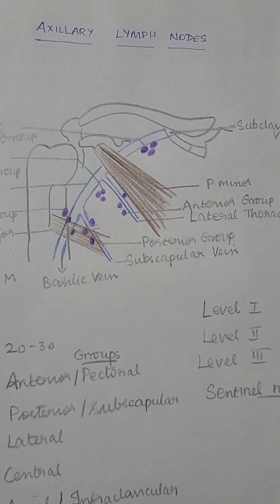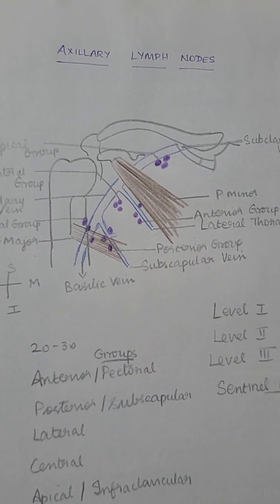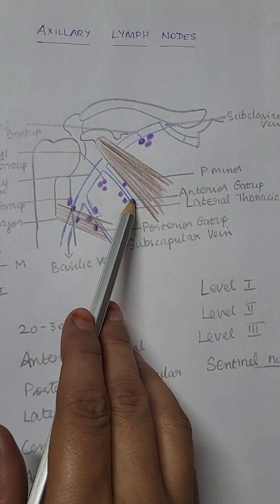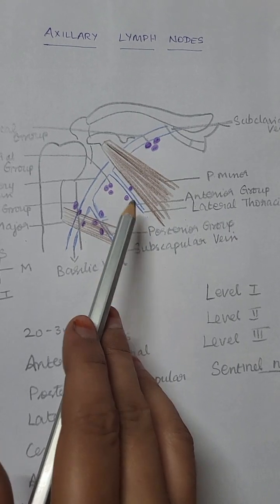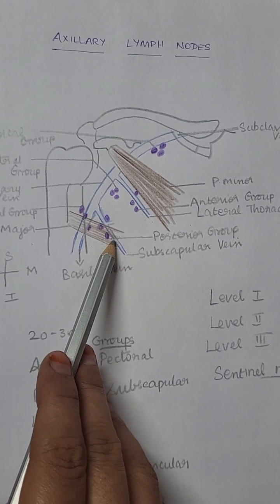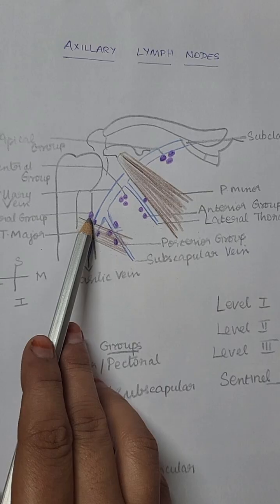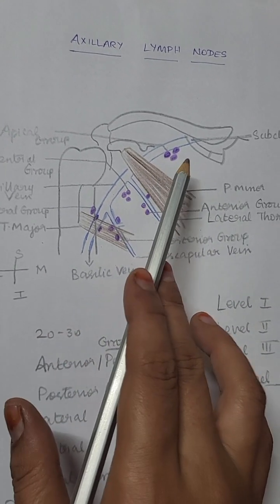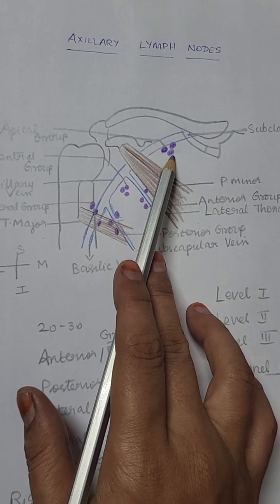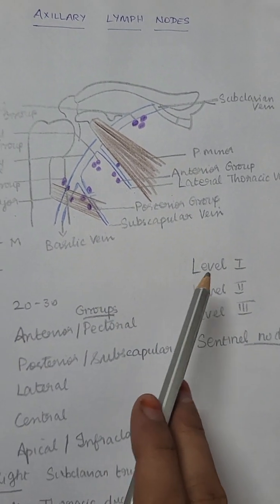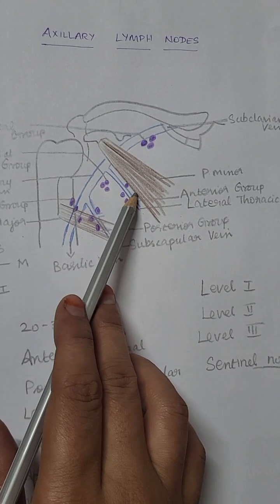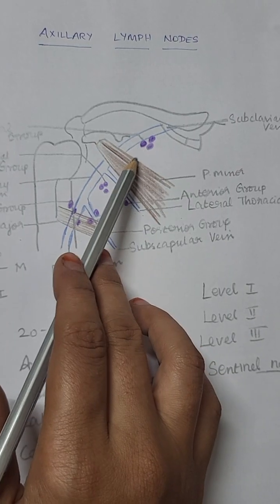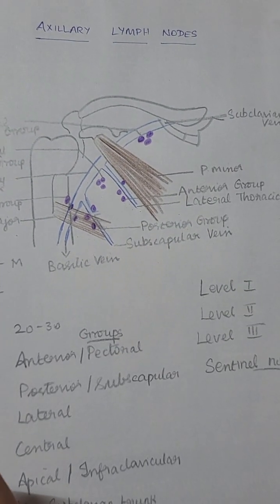So this is about the axillary lymph nodes. Again, I am just giving a gist. Axillary lymph nodes have 5 groups. Anterior or pectoral group situated along the lateral thoracic vein, posterior or subscapular group along the subscapular vein, lateral group along the axillary vein in the upper part of the humerus, central group along the axillary vein, apical group along the axillary vein. And then we have levels also. Level 1 lateral to the lower border of pectoralis minor, level 2 deep to pectoralis minor, level 3 medial to the upper border of pectoralis minor muscle.